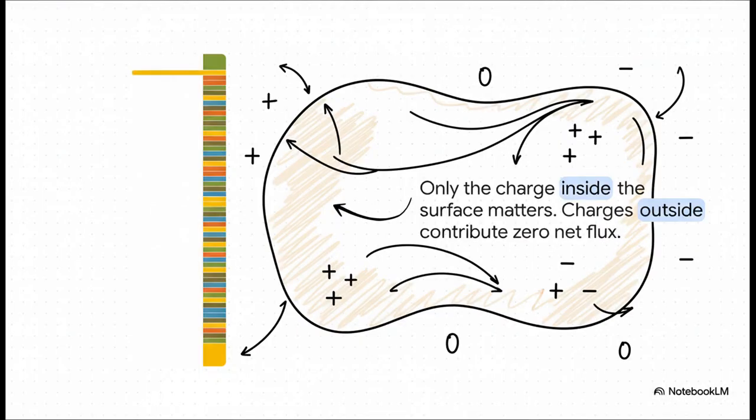Now this right here is the absolute key to the whole thing. It's the magic trick. Only the charge that's inside your imaginary bubble matters. Look at those charges on the outside. Sure, they make field lines, but any field line from an outside charge that enters the bubble, well, it has to exit it somewhere else. The inward flux and the outward flux from that external charge perfectly cancel out. Their net effect on the flux is always zero.